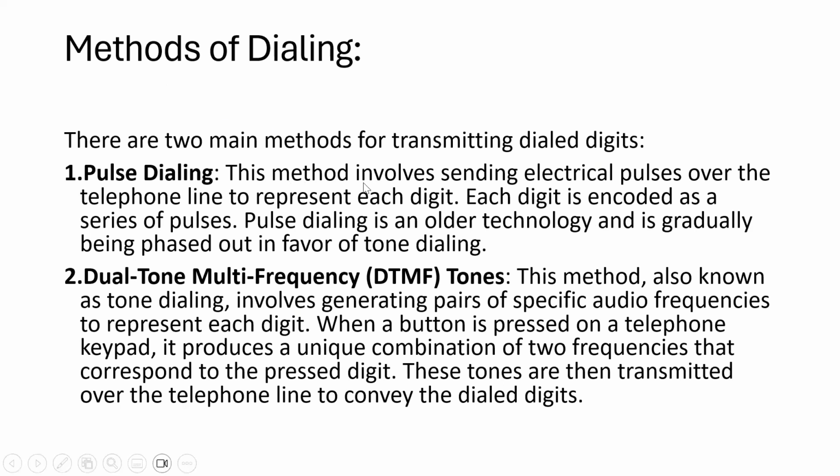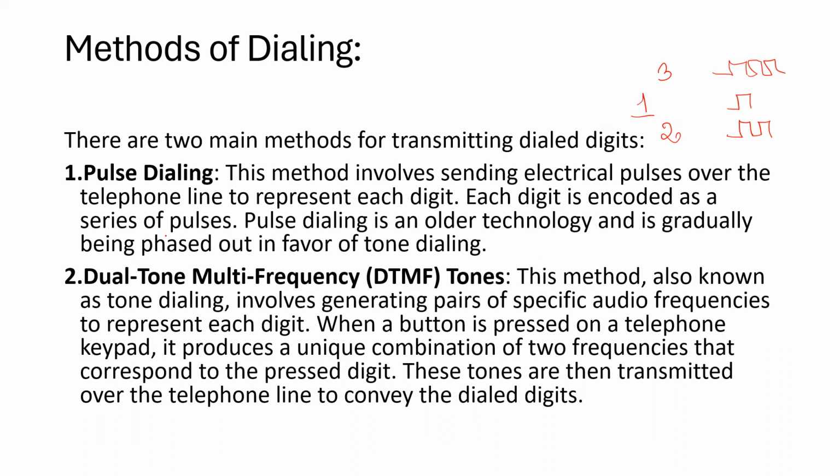This method involves sending electrical pulses over the telephone line to represent each digit. Say, for example, if I'm dialing 1, then it will generate 1 pulse. If I am dialing 2, it will generate 2 electric pulses. And if I'm dialing 3, it will generate 3 electrical pulses. So this is how the digits which I am dialing are being converted into pulses, and transmitted to the telephone office. So each digit is encoded as a series of pulses.